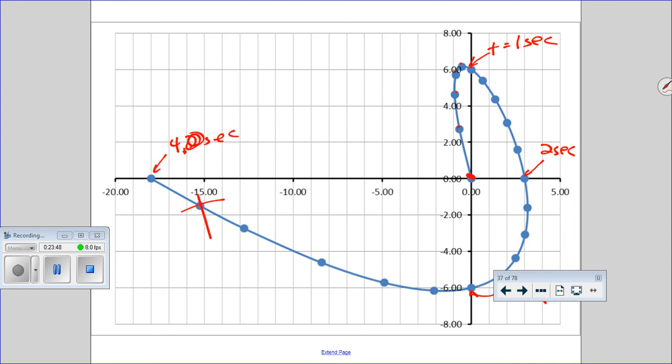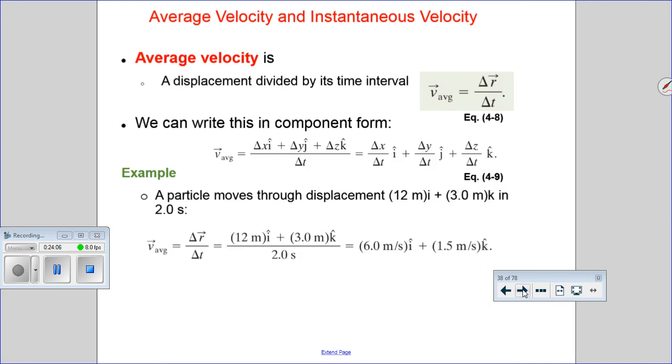Now, average velocity and instantaneous velocity. It's the exact same thing we learned before, except you do it component-wise. If you want to find the velocity in an instant, you take the derivative of the x position, that'll give you the x velocity. Take the derivative of the y position, that'll give you the y velocity. And now you can do the Pythagorean theorem to find that hypotenuse, or you can write it out in vector unit notation. Follow?